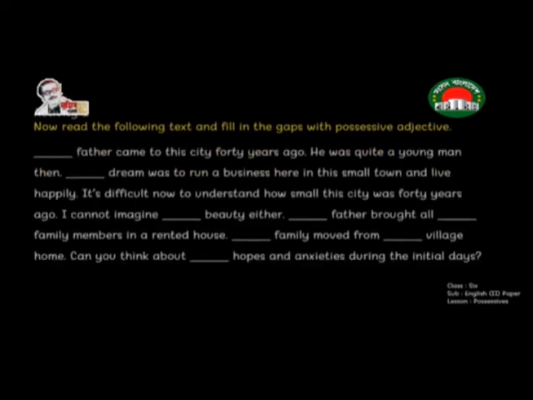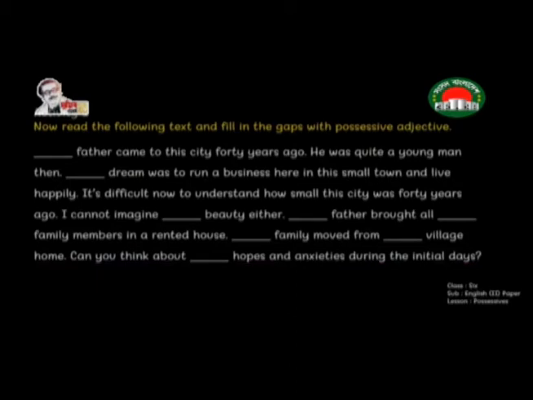So this is the text. We need to fill in the gaps. Okay. Father came to this city 40 years ago. He was quite a young man then. Dad's dream was to run a business here in this small town and live happily. It's difficult now to understand how small this city was 40 years ago. I cannot imagine Dad's beauty either. Dad's father brought all Dad's family members in a rented house. Dad's family moved from Dad's village home. Can you think about Dad's hopes and anxieties during the initial days?